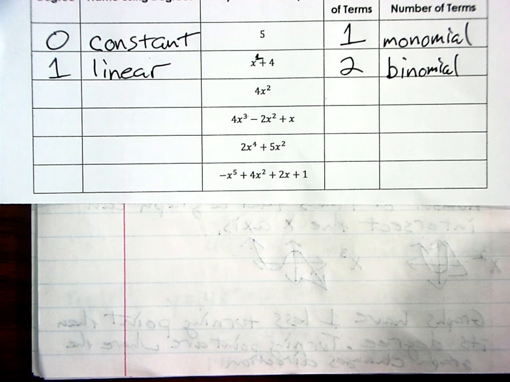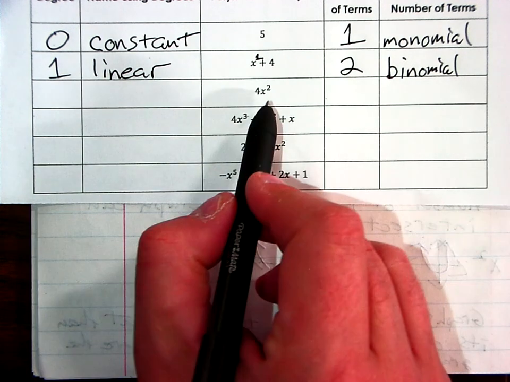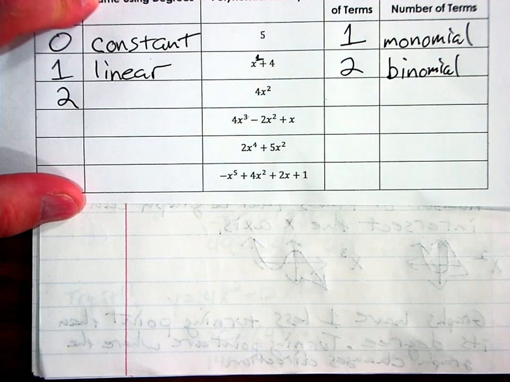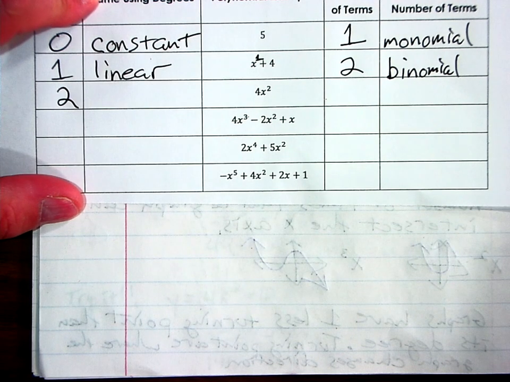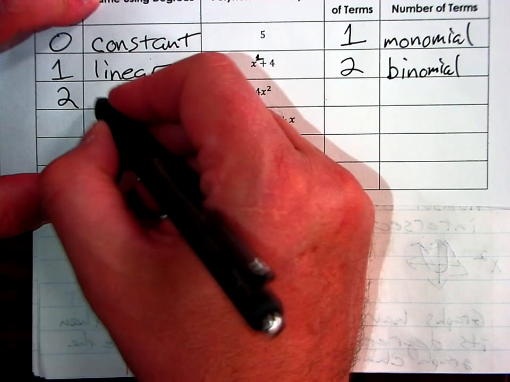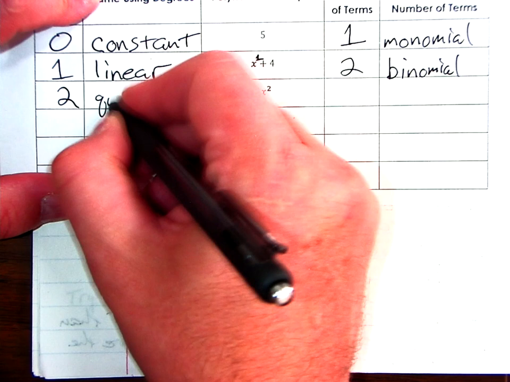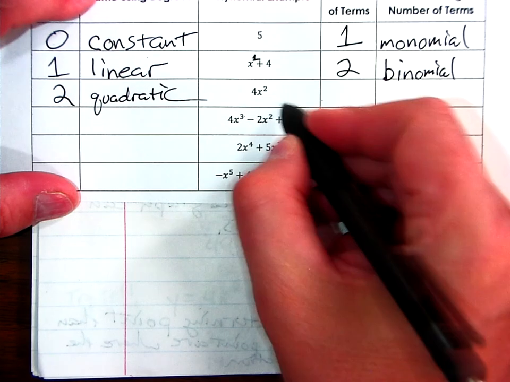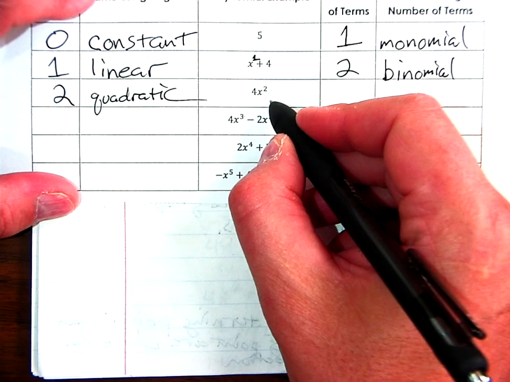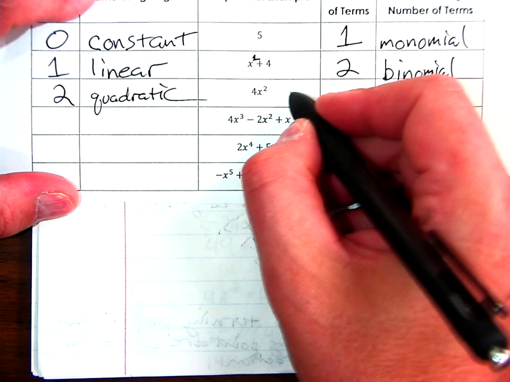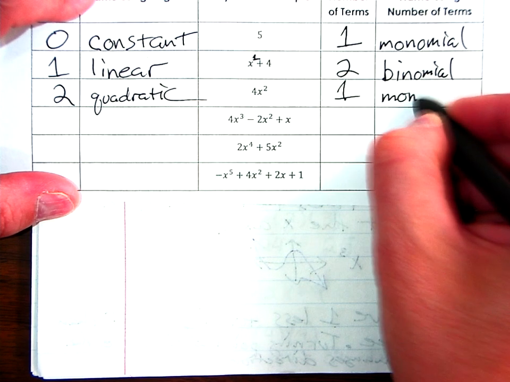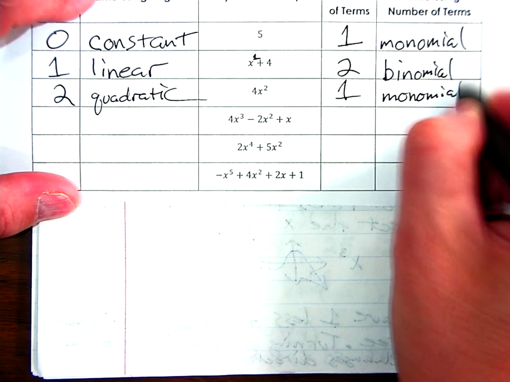All right, moving on. What's my degree on this one? 2. What is a 2? It's not a parabola, it's a quadratic. How many terms are there? Just one. There's nothing separated by plus or minus, so there's only one. So once again, this is a monomial, not a uninomial.